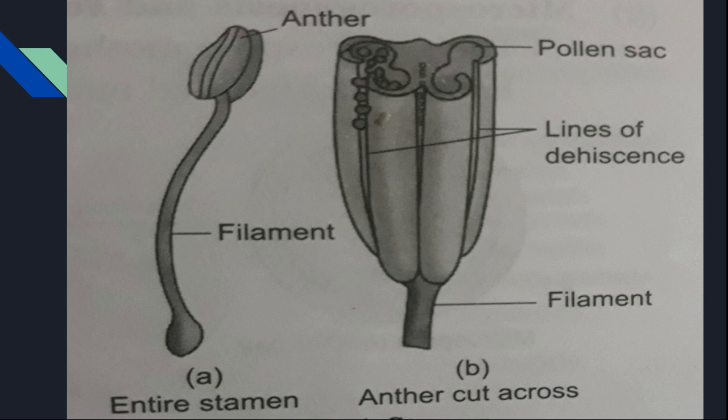Here is a line of dehiscence. This line of dehiscence indicates that when the microspores mature inside the microsporangium, this line dehisces or ruptures. So from there the microspores or matured pollen grains come out.